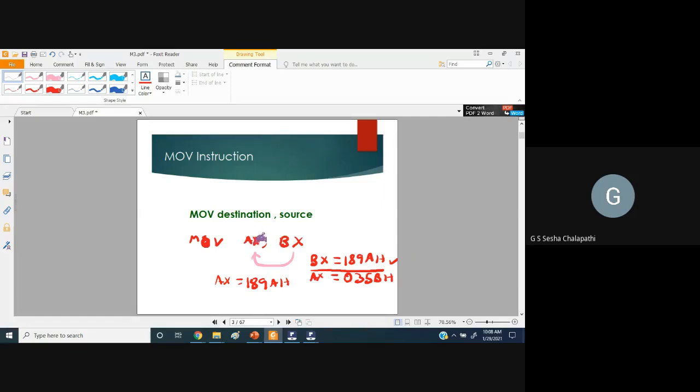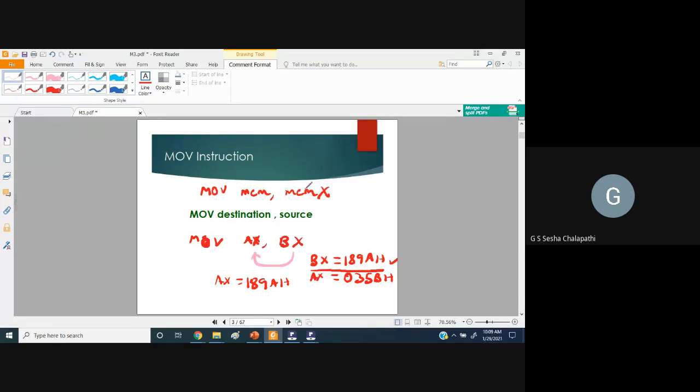Of course, there are different ways the destination can be. The destination can be a register or a memory location. The source can also be a register or a memory location. So these are the possibilities. Of course, one thing which is not possible with move is that you cannot move from memory to memory in a single instruction. That is not allowed.